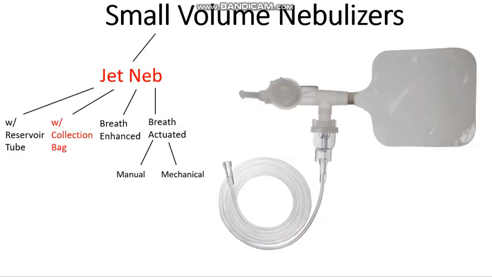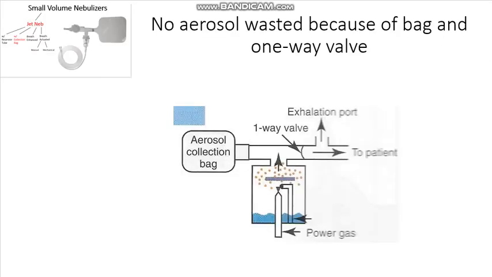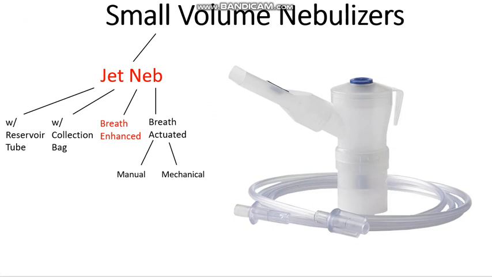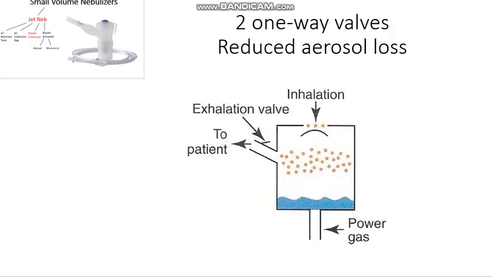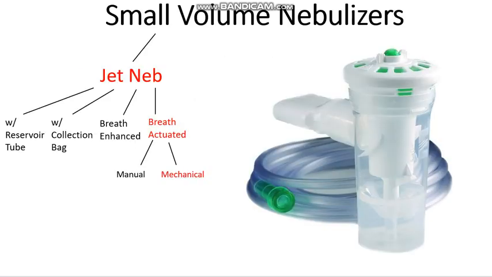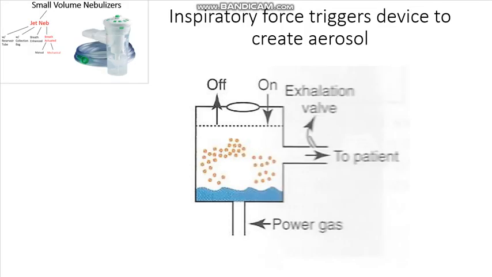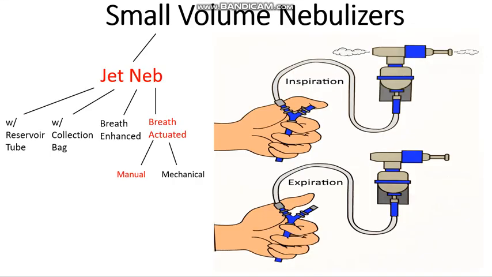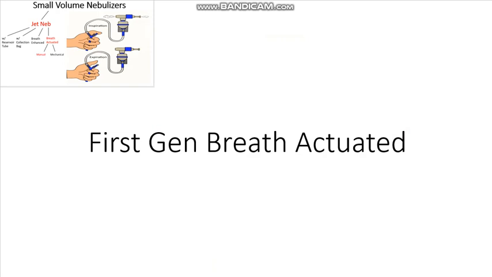The jet nebulizer with the collection bag has no aerosol wasted because of the bag and the one-way valve. The breath-enhanced jet nebulizer has two one-way valves and a reduced aerosol loss. The mechanical breath-actuated jet nebulizer uses an inspiratory force that triggers the device to create aerosol. The manual breath-actuated jet nebulizer was the first generation of breath-actuated jet nebulizers.